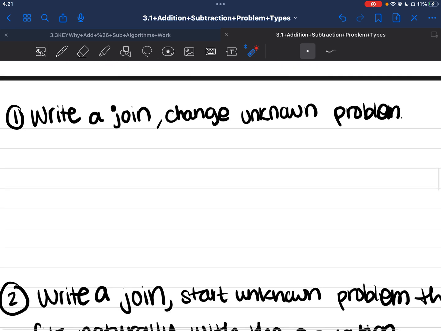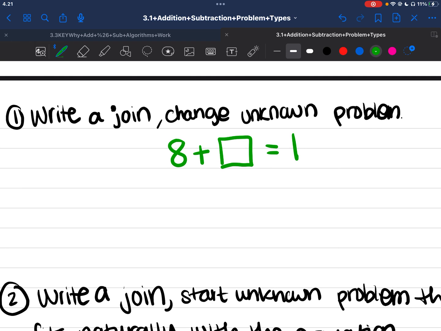All right. So for me, when I'm creating a problem, I like to write my number sentence first. It could be different for each person, but this is just my preference. Let's say I want to do 8 plus something equals 14. Okay. I know that this is a join problem because it's an addition. A change unknown because I don't know what I'm adding 8 to get 14. So the addend is unknown here.